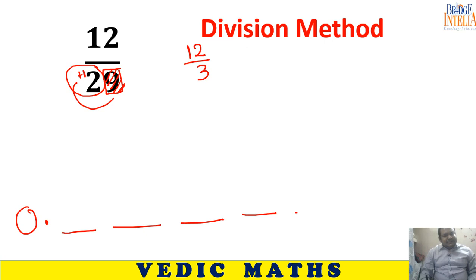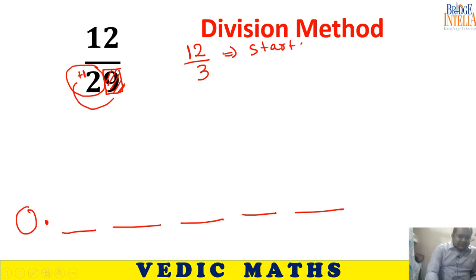Let us find the answer up to 5 places of decimal. So let us start from here. We start filling the blanks from here. So how do we fill in the blanks? I already told you.